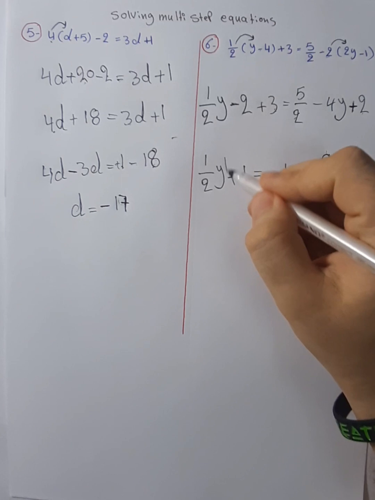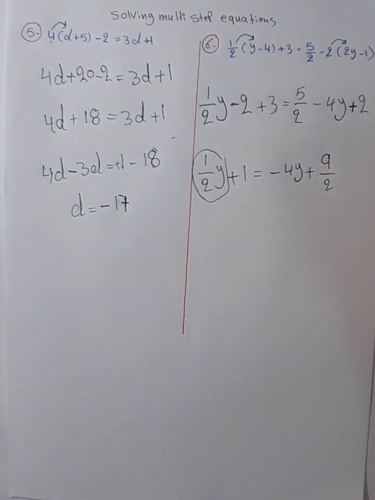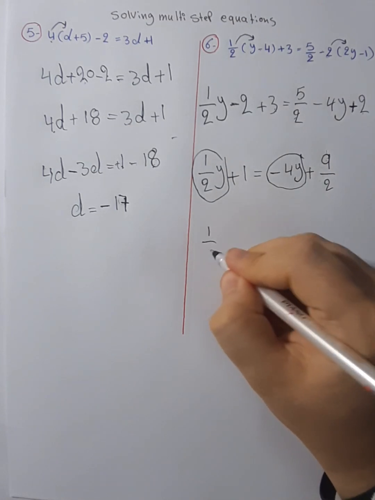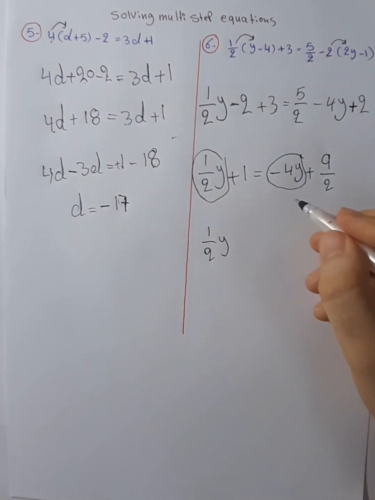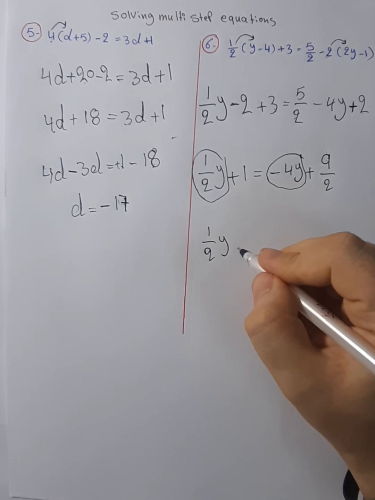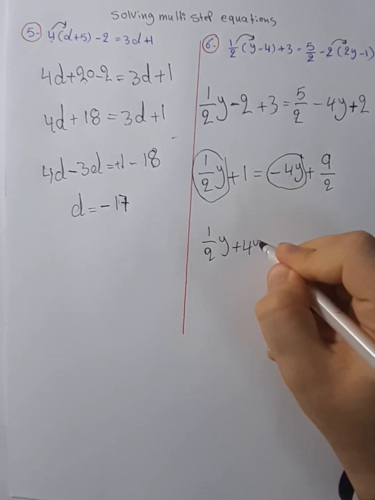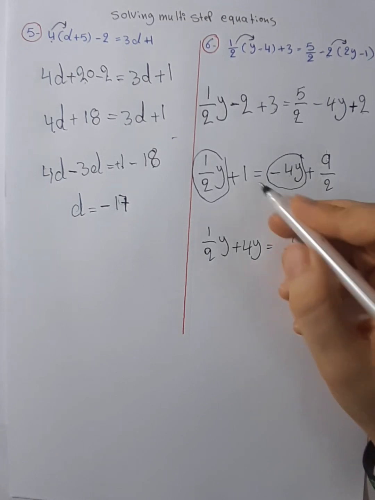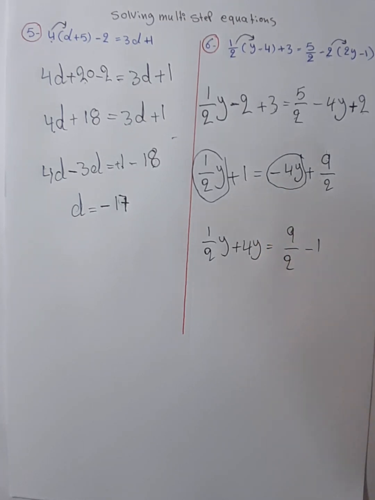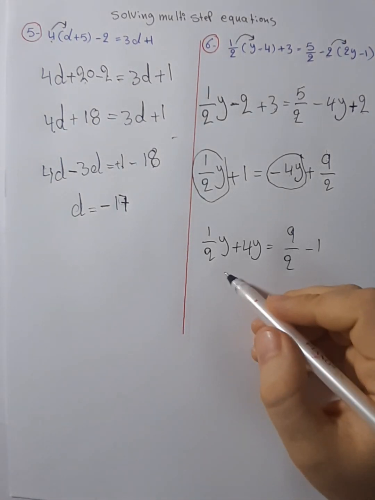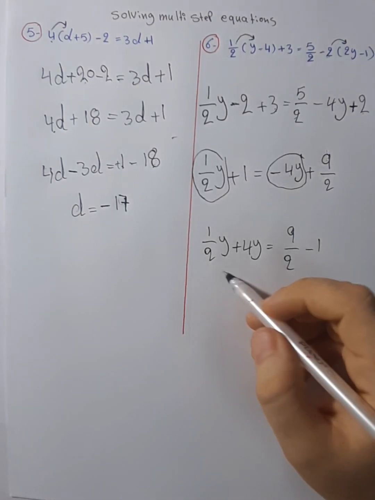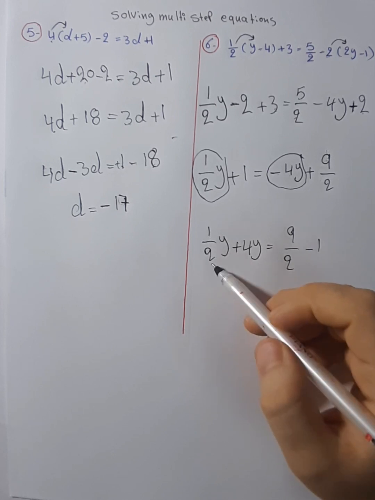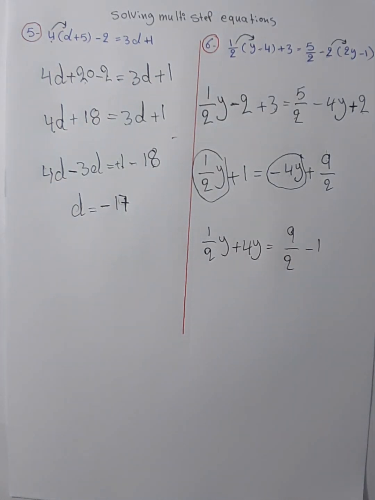The like terms are 1 out of 2 y and negative 4y. 1 out of 2 y, negative 4y become positive 4y, equal to 9 out of 2, and plus 1 become minus 1. After that we can solve these two like terms. 1 out of 2 plus 4y.